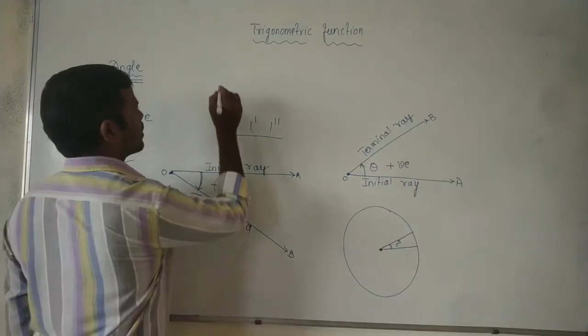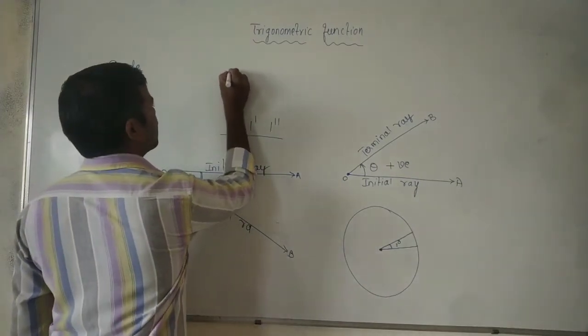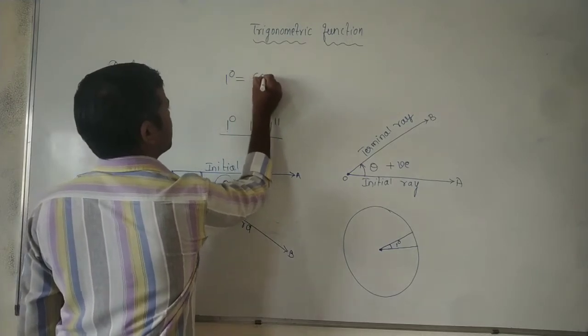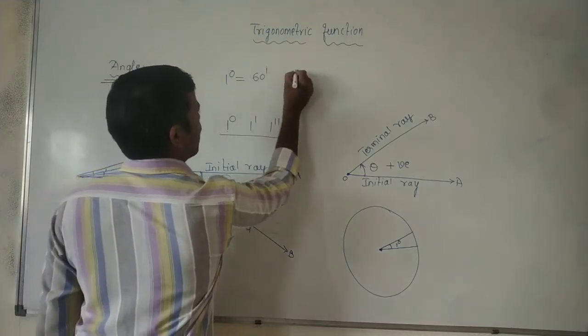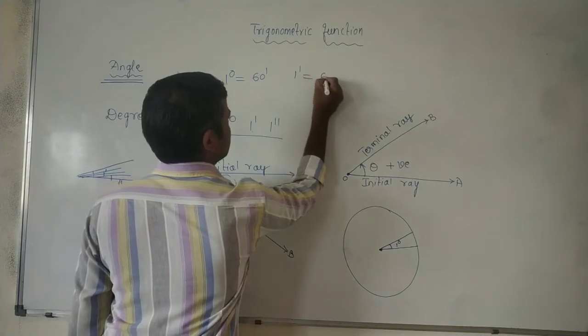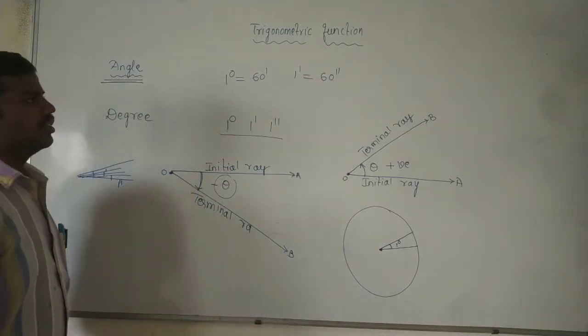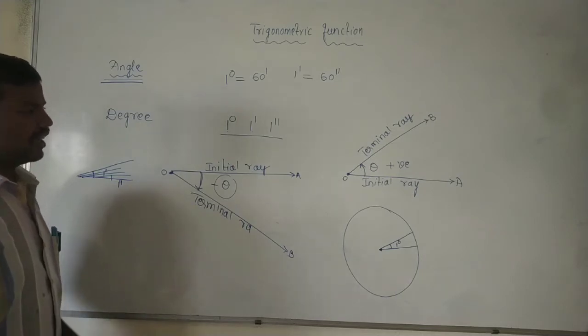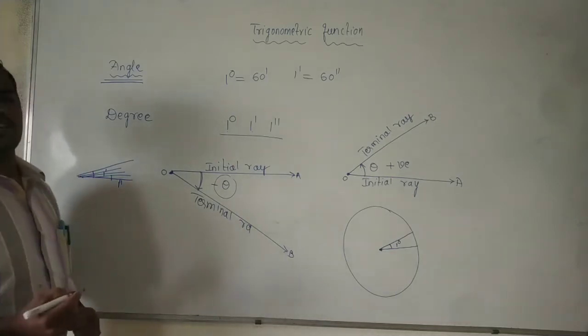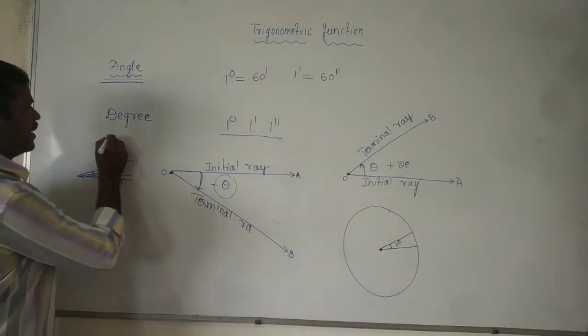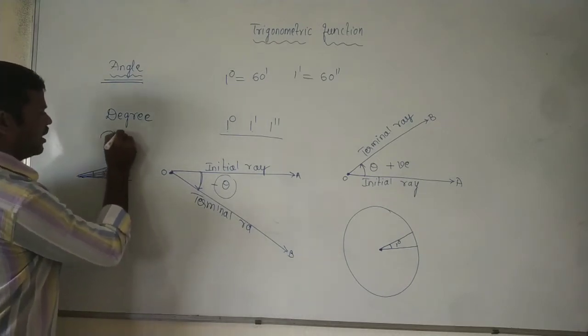So 1 degree, we know, is 60 minutes. 1 minute is 60 seconds. All this we know. Using this we have to find out that. Next, after this we have learned another measure, the radian measure.